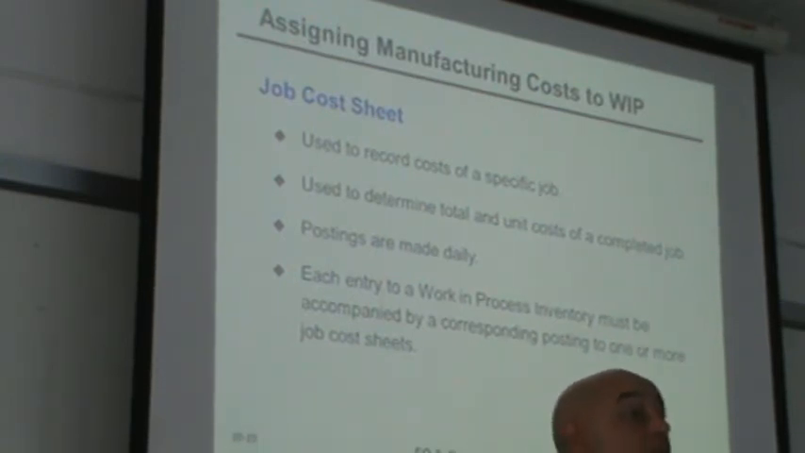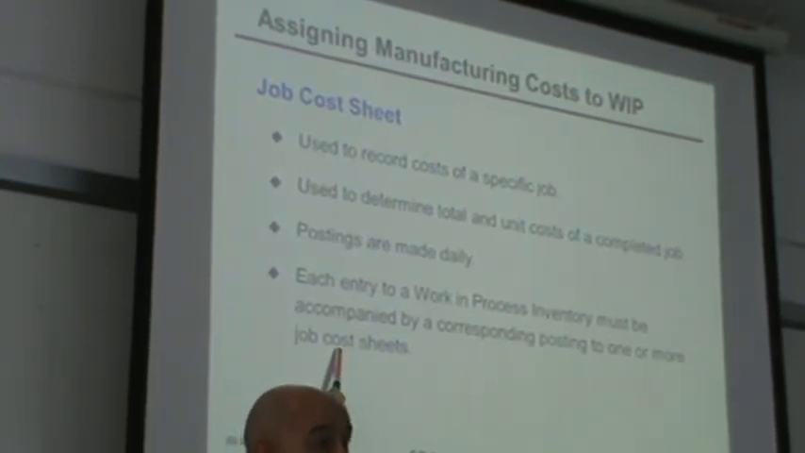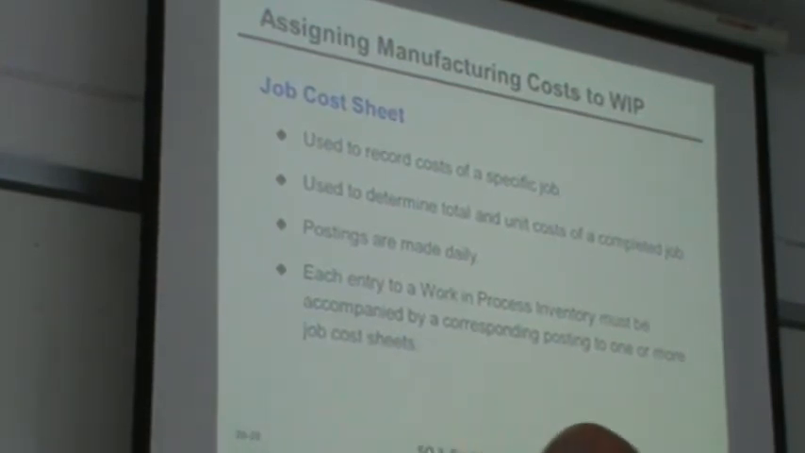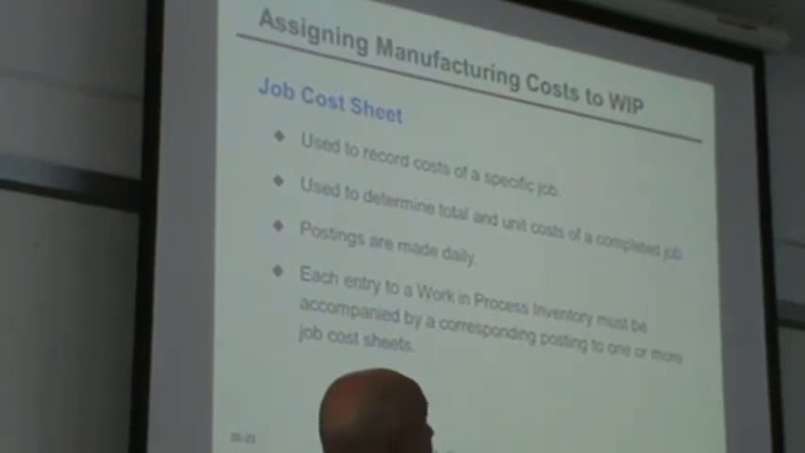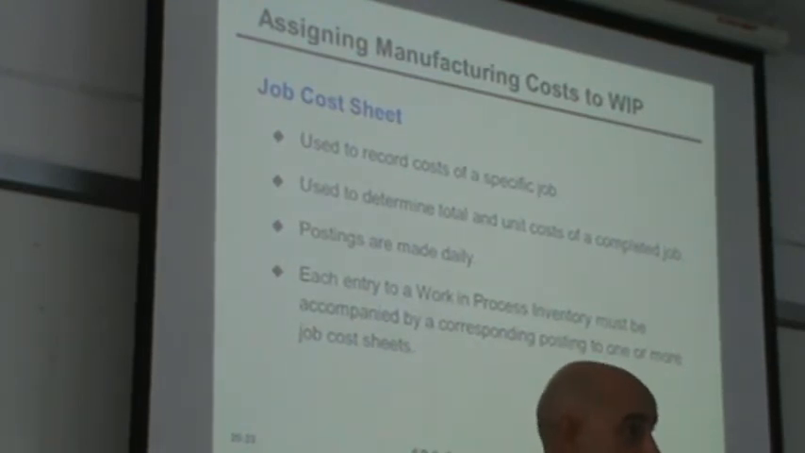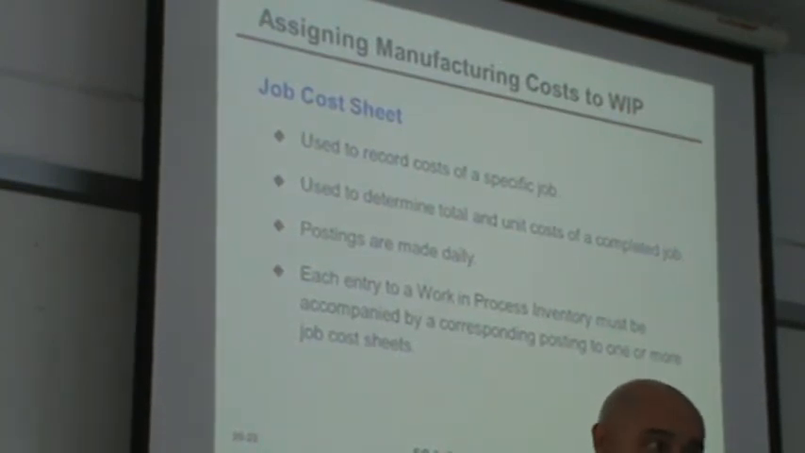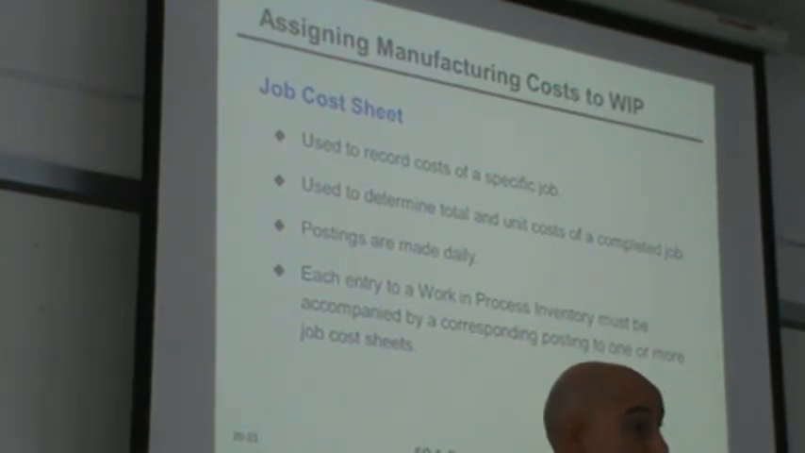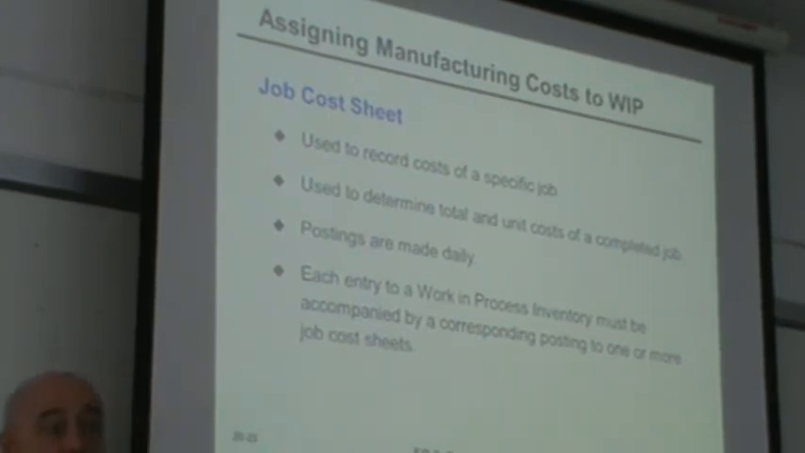So, you make each entry twice. One entry to work in process, and one entry into the job cost sheet. It's actually the other way around. You first write in the job cost sheet, and the same one in work in process. You use it twice. So each job cost sheet will tell you what happens, and when you write in the cost sheet, then you write in work in process on a daily basis. Okay? Example, maybe.